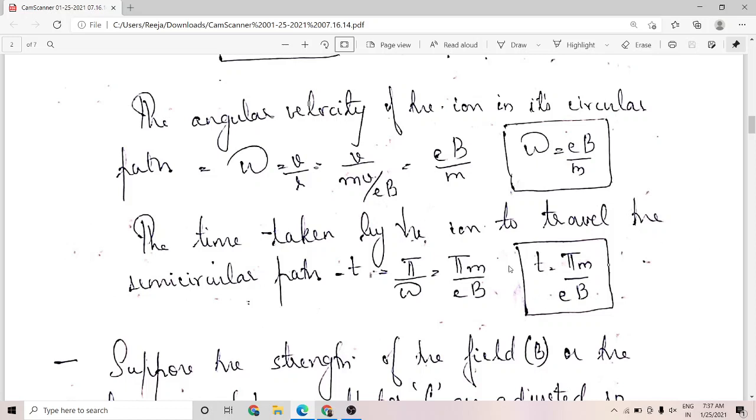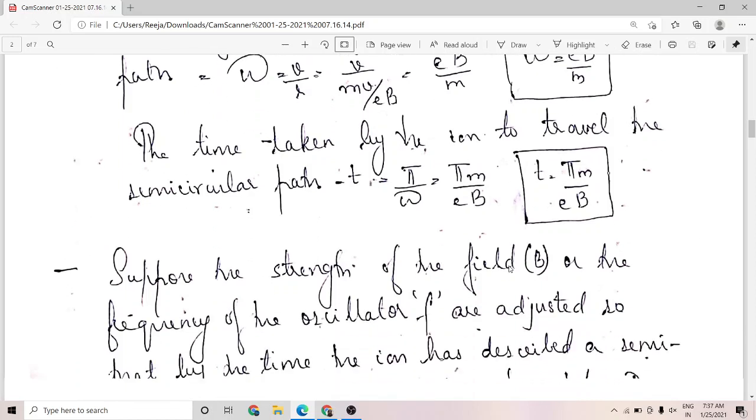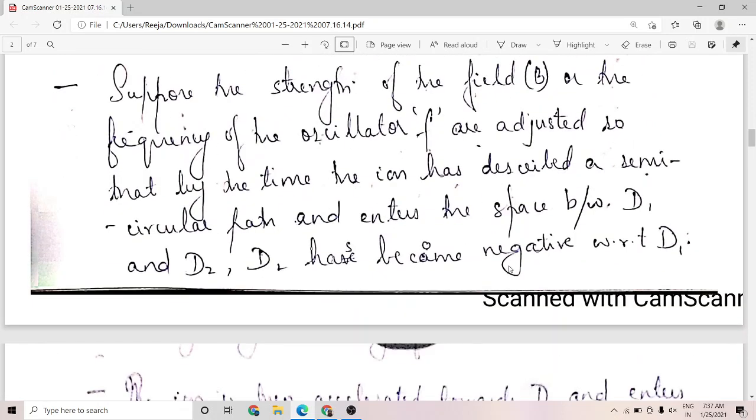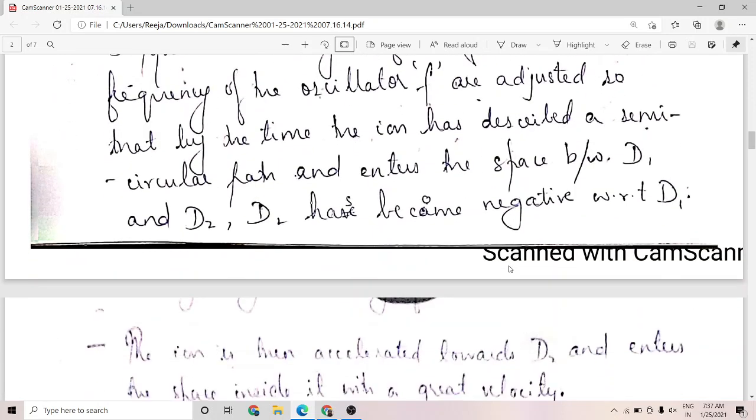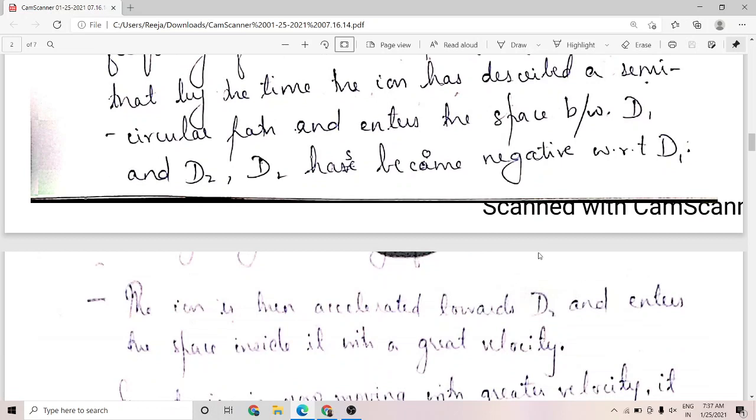Now, suppose that the strength of the field or the frequency of the oscillator F is adjusted so that the ion has described a semicircular path. After the ion has described the semicircular path inside D1 and it enters the space between D1 and D2, then the second D becomes negatively charged with respect to the first one.